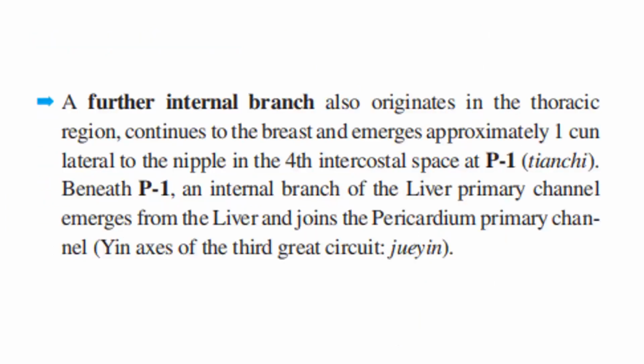A further internal branch also originates in the thoracic region, continues to the breast, and emerges approximately 1 tun lateral to the nipple in the fourth intercostal space at P1. Beneath P1, an internal branch of the liver primary channel emerges from the liver and joins the pericardium primary channel, yin axis of the third great circuit, Jue-yin.